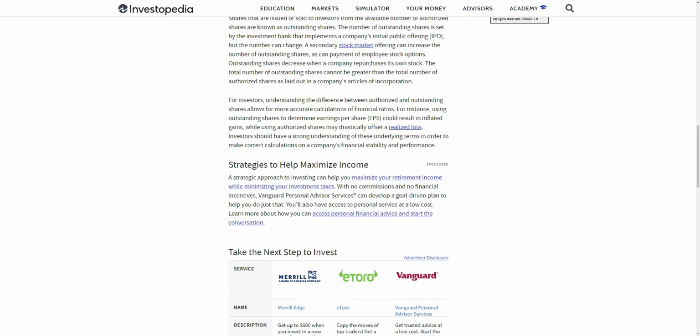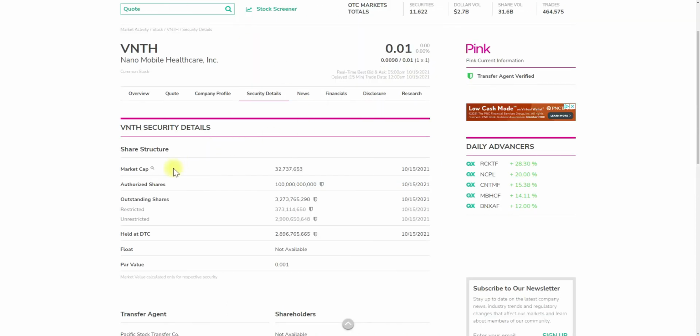So let's just go back real fast and I'll go over that. Authorized is the highest number it could be. Outstanding shares can never go above this number. This is not the traded value. What is traded is the float, what is available to us, the retail traders, unrestricted. So whatever you're trying to buy through your broker is known as the float.